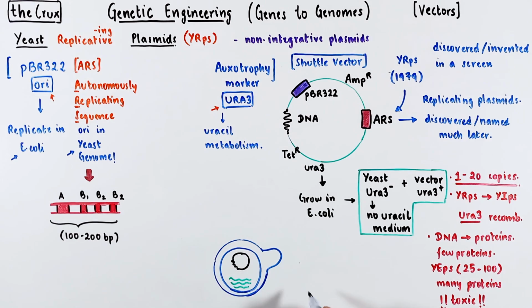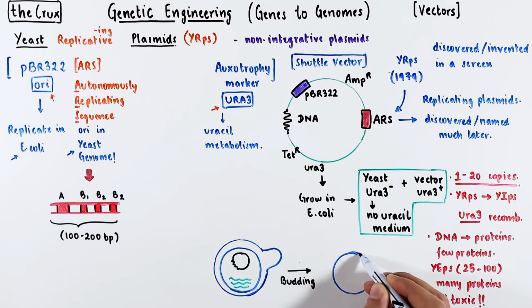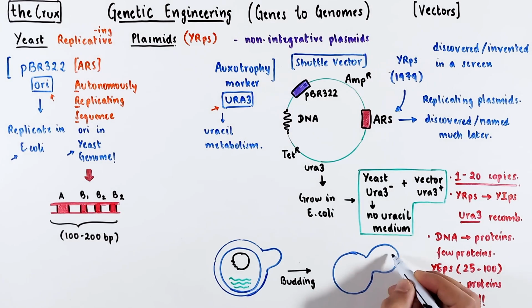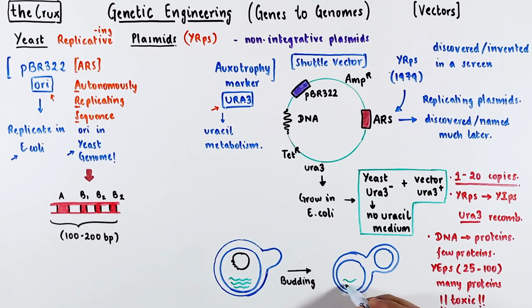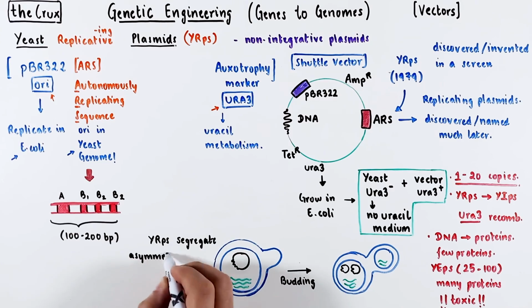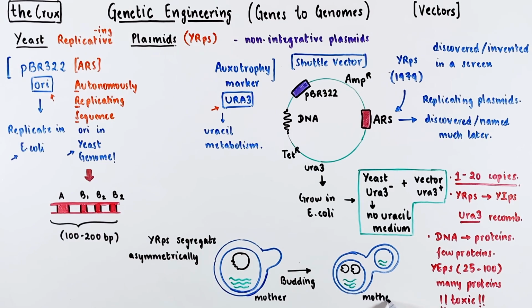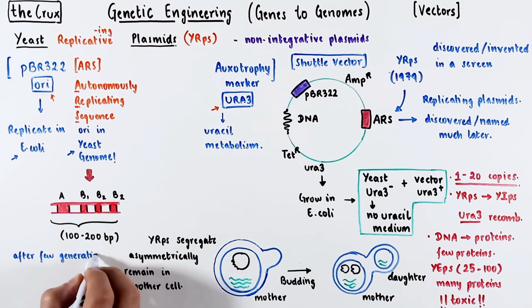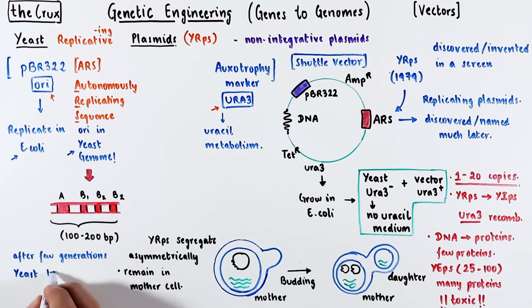But here are some problems with them. So you have the replicating plasmid in the host. Yeast divides through budding, but unfortunately, through some unknown mechanism, the bud fails to receive high amounts of replicating plasmids. So YRPs segregate asymmetrically, and the plasmid predominantly remains associated with the mother yeast cell. So after a few rounds of budding, you can expect that the yeast transformants, or the mother cells, will dilute over time and the plasmid will be lost from the population.